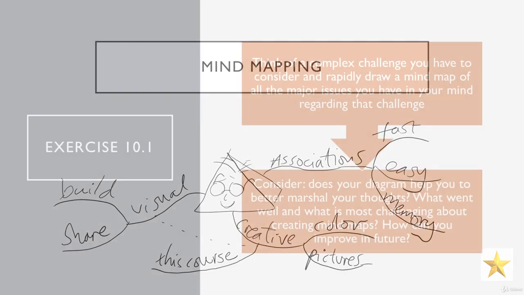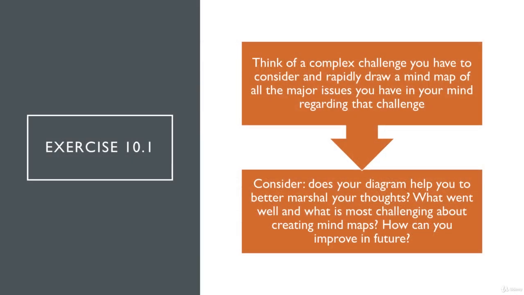Now, exercise 10.1: think of a relatively complex challenge you have to face and consider, and very quickly just draw a mind map of all the major issues you have in your mind regarding that challenge. So let's say you have a professional exam coming up. You could put a picture of an exam hall or you sitting down, what have you, in the center. You might then think about the command of the knowledge you require, the levels of stress, the time you have available. All those topics may be swirling around in your mind, so just get them down on paper, and then you can think about how to use those ideas later.